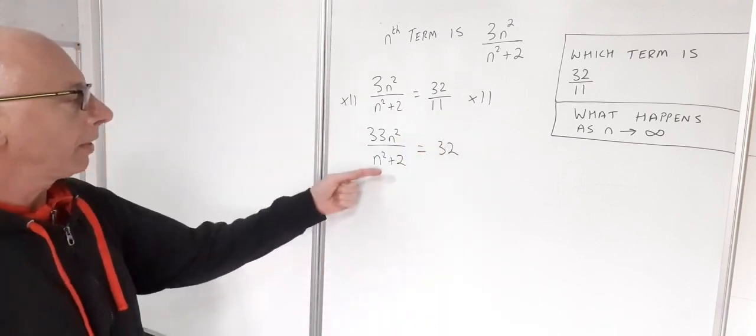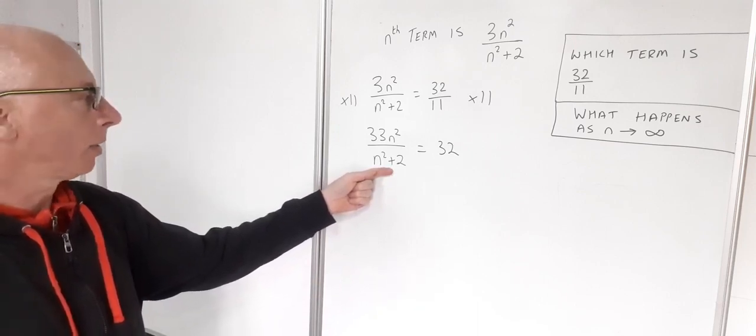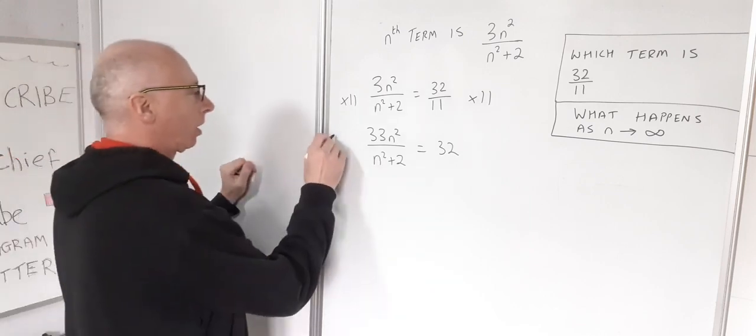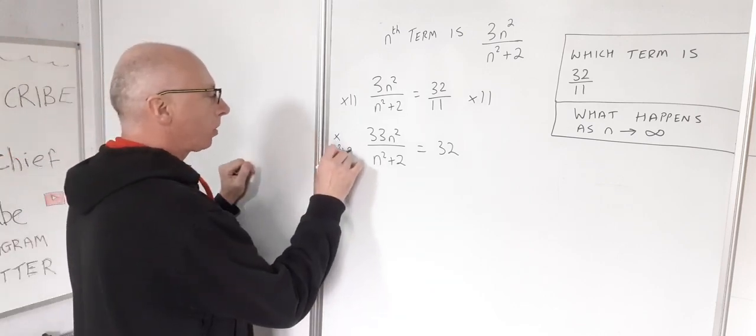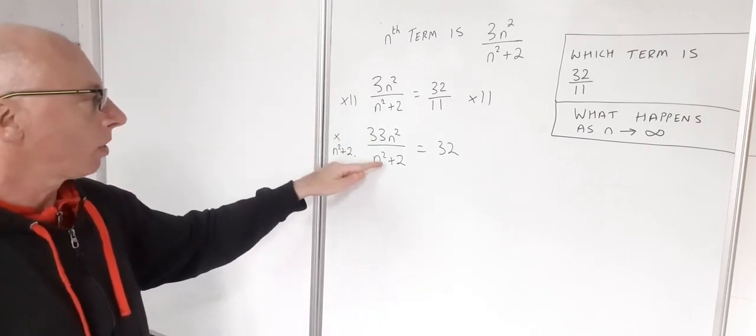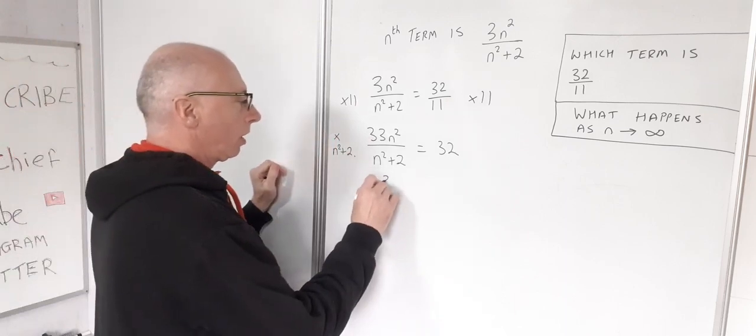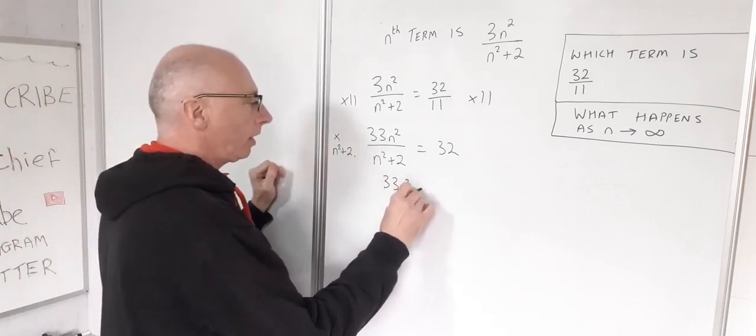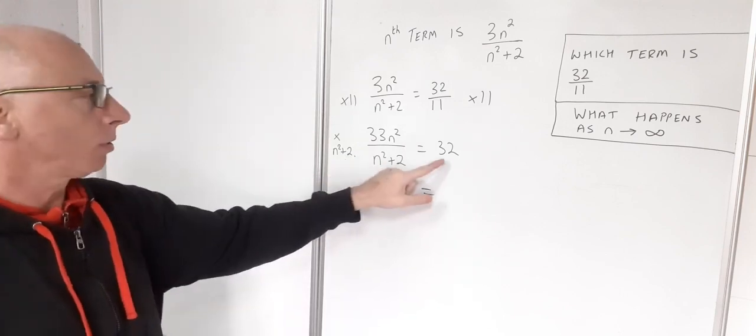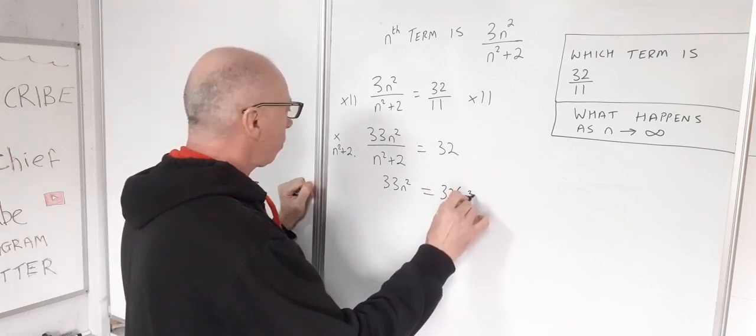Now this time I need to get rid of n squared plus 2. That's the next thing I need to do. So now I need to multiply both sides by n squared plus 2. If I multiply this side by n squared plus 2, this will cancel. I'll just be left with my numerator. So now I've got 33n squared. And then times this side by n squared plus 2 times 32, I'll have 32 times n squared plus 2.